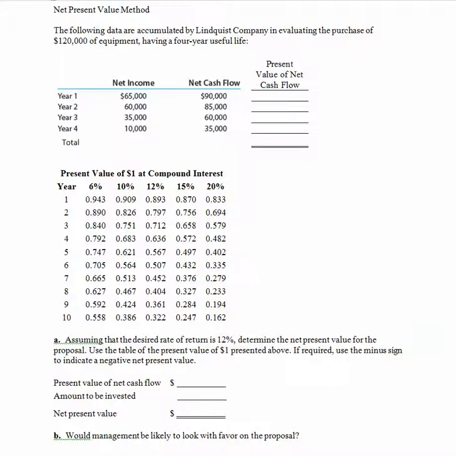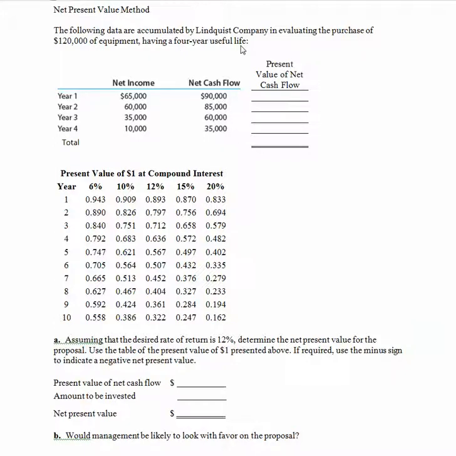For example, if you're considering 3 different investments and you're trying to choose the best one, this method will give you a dollar value at the end. The answer will be in a dollar value so that you can then compare those 3 different investment options against each other. So in this exercise, we have a company, Lindquist Company, that is trying to decide whether or not to buy a piece of equipment. That equipment is going to cost them $120,000 up front, and the company's estimating that the equipment will have a 4-year useful life.